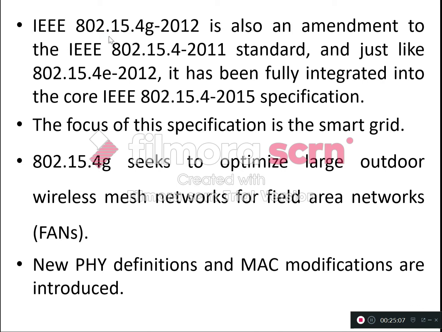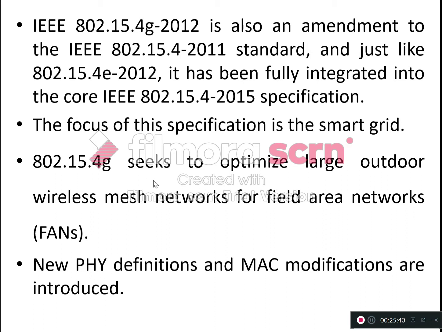So coming to 802.15.4g, which is 12 version, it is also an amendment of the 15.4 11 standard. Just like the E version of 12, this G version of 12 is also integrated into the 802.15.4 2015 specification. The focus of this G version of 802.15.4 is the smart grid. So just now we saw what a smart grid is, right? So the main focus of that is the smart grid.